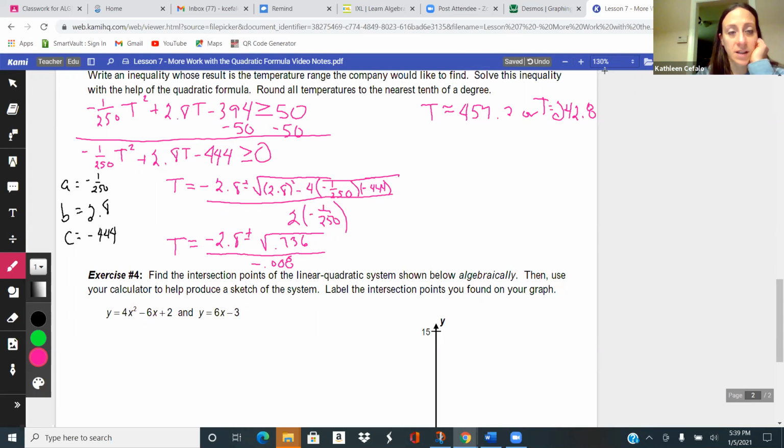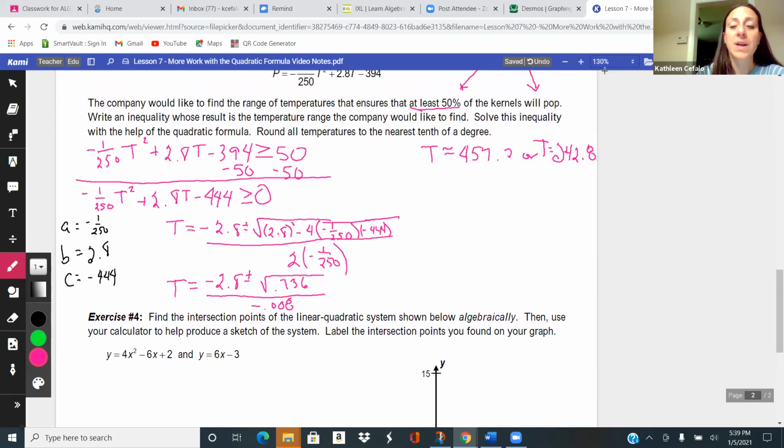So now it says we have to write an inequality whose result is the temperature range. We have to solve the inequality we just did. We're going to round our temperatures to the nearest tenth of a degree. So what it looks like to get at least 50%, the minimum value would be 242.8, but it could be greater, but it can't be any bigger than 457.2. So notice the signs, notice what it's saying. Temperature has to range in between 242.8 and 457.2 in order to get that 50% that they are looking for.